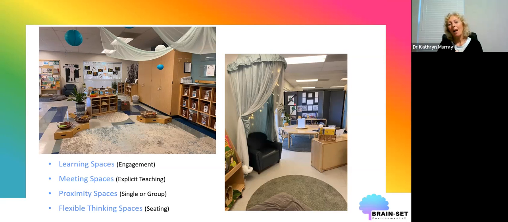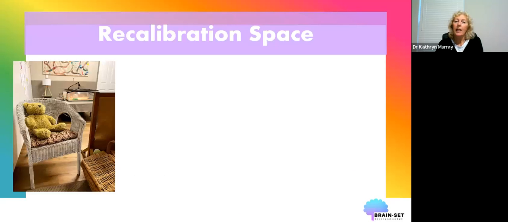So we need to keep our rooms dynamic and alive and moving, and having these multiple defined small spaces within the room does that. And as I said earlier, whether your room is large with lots of children, small with lots of children, we can find ways to embed these concepts into the spaces. Recalibration space can just be something really easy.